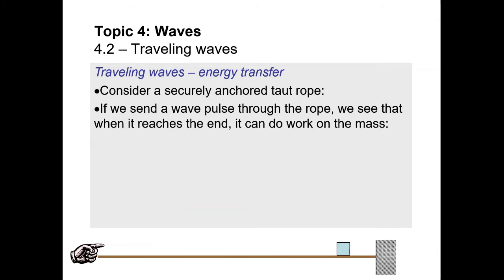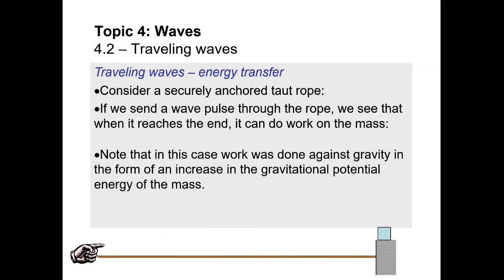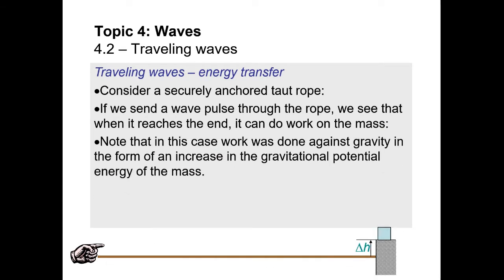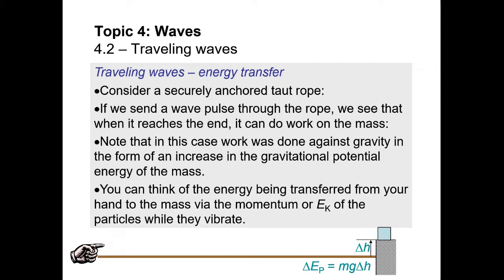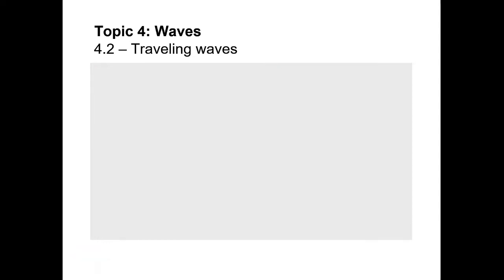If we send a wave pulse through the rope, we see that when it reaches the end, it can do work on the mass. Note that in this case, work was done against gravity in the form of an increase in gravitational potential energy of the mass. We can think of the energy being transferred from our hand to the mass via the momentum or kinetic energy of the particles while they vibrate.